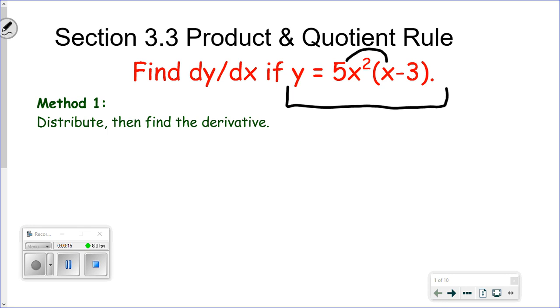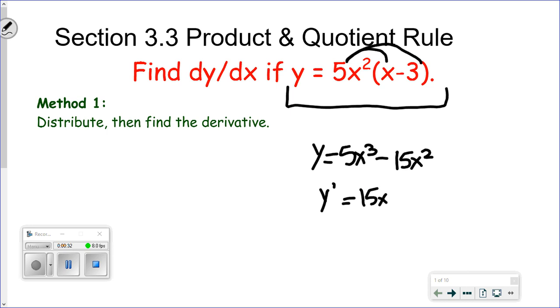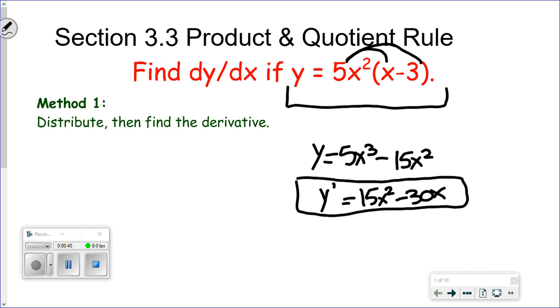Remember, last week we multiplied this in, so we have y equals 5x cubed, and then 5x squared times negative 3 is negative 15x squared. And then we found the derivative of each piece and we got 15x squared minus 30x. And that was our derivative, and that was fine for that problem. It was easy enough to multiply in.